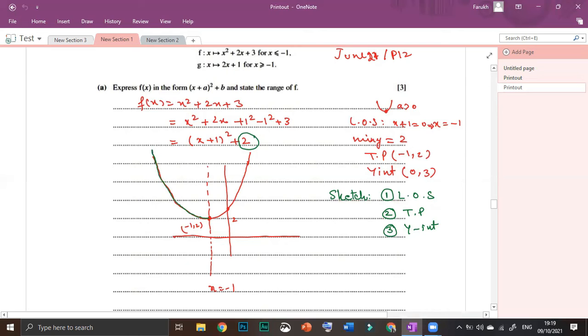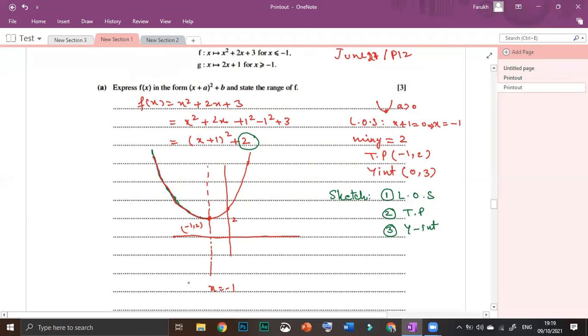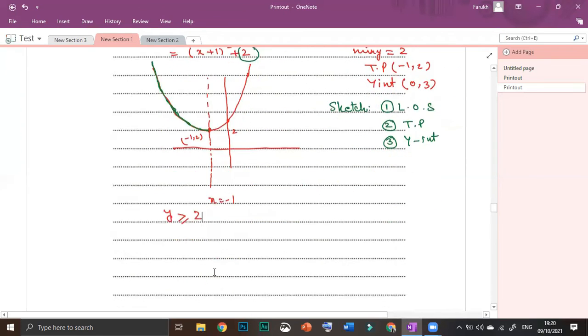And in this function, the minimum value of y is 2 and there is no maximum value. So the range of this function is y is greater than equal to 2. Now we will move to the next part.